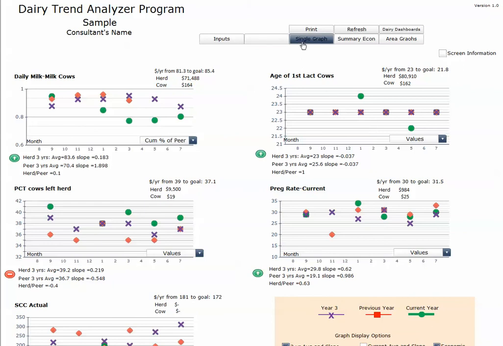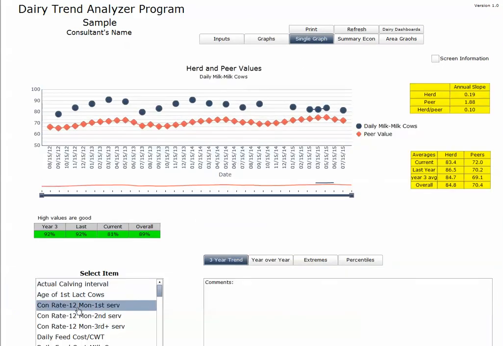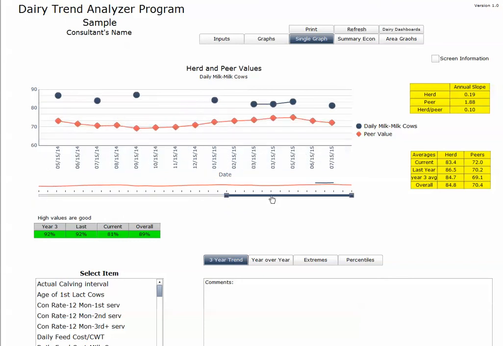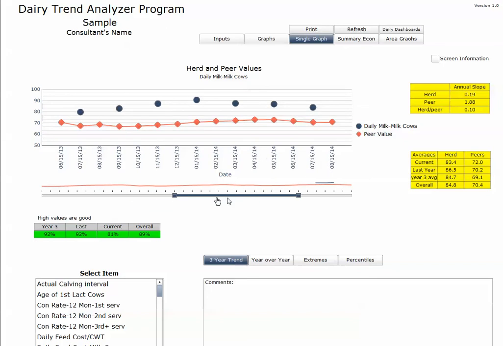One can also look at singular items. So here, down here on the lower left are all the items one can select to be graphed. And this looks at the 3-year data of the herd and their peer group. It looks at what the slope is for the selected data for the herd and the peer, and again takes that ratio, and we like that ratio for numbers that are increasing to, of course, be above 1. And then it also shows what the herd average was for both the herds and the peers by year. One can select areas of this curve to look at more intensely by using the slider bar down here.